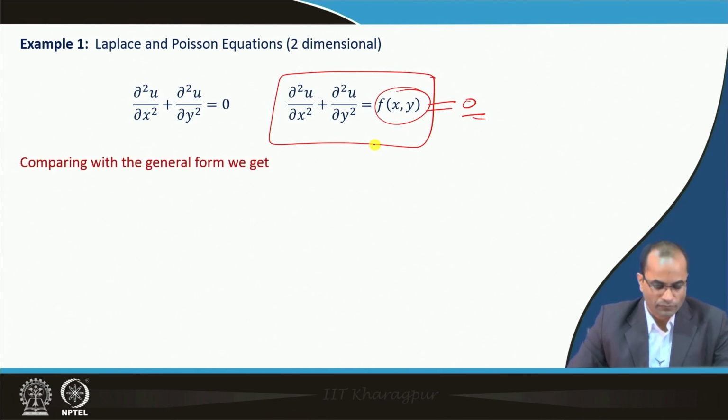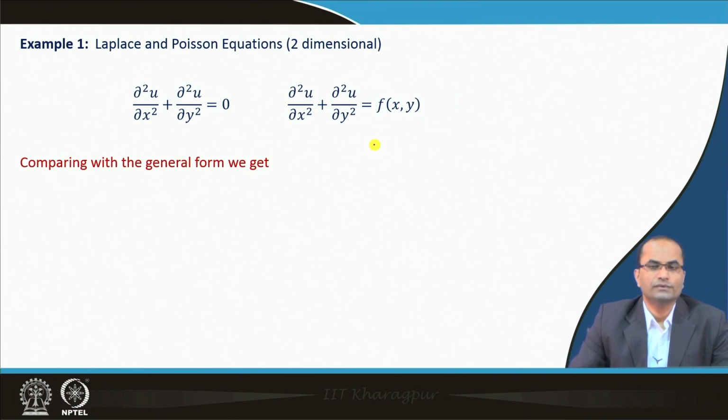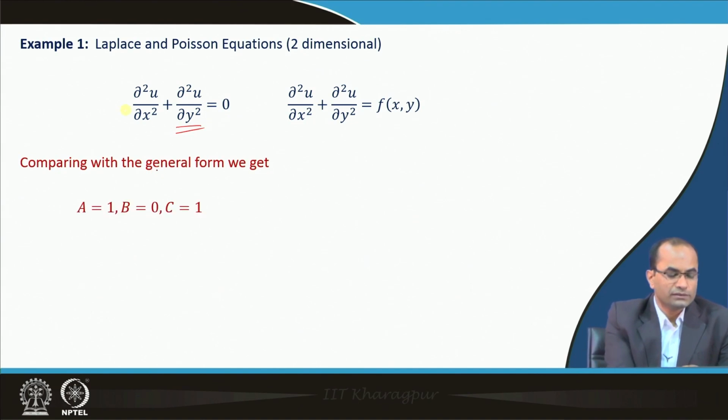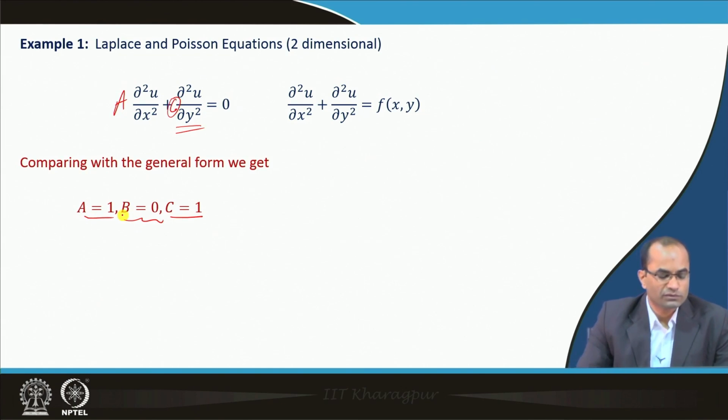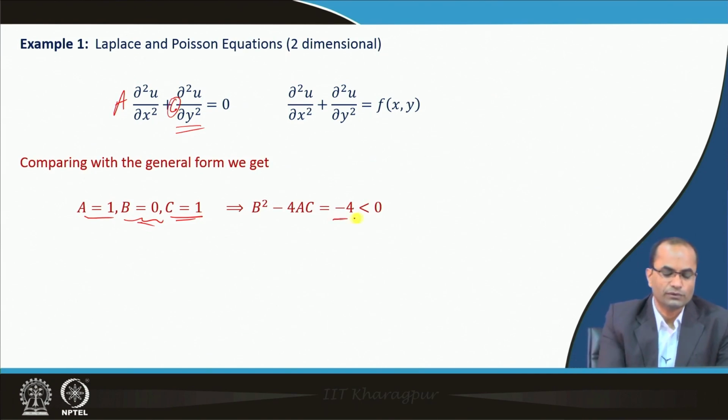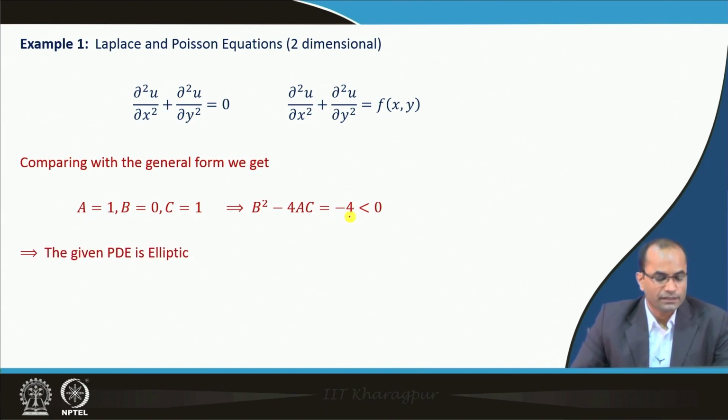This is a more general equation, and if we set this f(x, y) to 0, then this becomes the Laplace equation. So, if we compare with the general form, which we have written in the previous slide, where A was the coefficient of the second order derivative term, B was with the mixed term, and C was with the second order derivative with the second variable. Here also, A is 1, there is no B because the mixed order partial derivative is not there, and C is also 1. So, if we compute this b square minus 4ac, this number will be negative, minus 4. So, this is an elliptic equation.